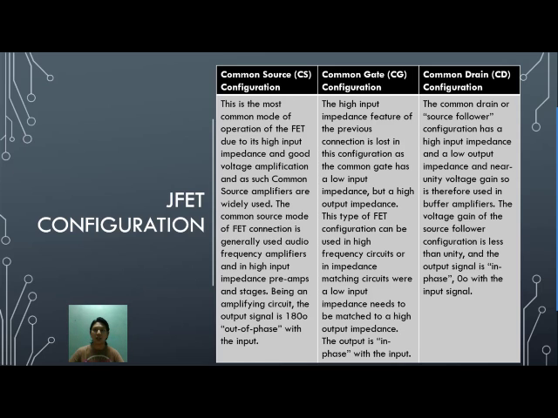And the last one is common drain configuration. The common drain or source follower configuration has high input impedance and a low output impedance and near unity voltage gain, so it is therefore used in buffer amplifiers. The voltage gain of the source follower configuration is less than unity and the output signal is in phase with the input signal.